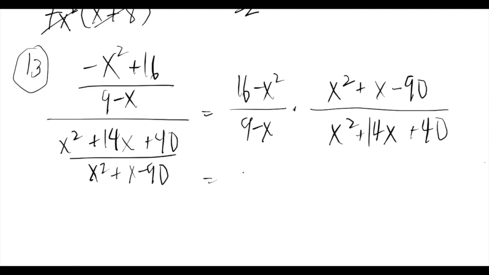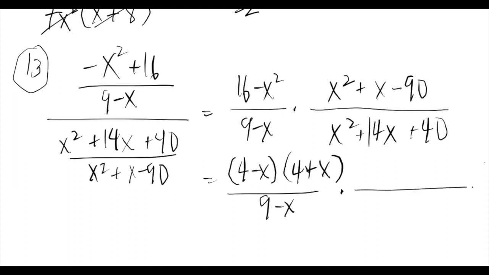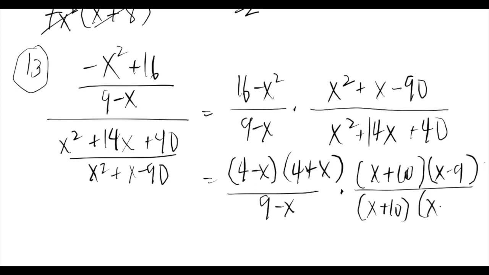Okay, factor natin. 4 minus x, 4 plus x over 9 minus x. How about this one? Anong factors ng x squared plus x minus 90? That's x plus 10 times x minus 9. All over, anong factors nito? That would be x plus 10 times x plus 4. Ano mga cancel natin? Itong 4 plus x and x plus 4, x plus 10 and x plus 10.